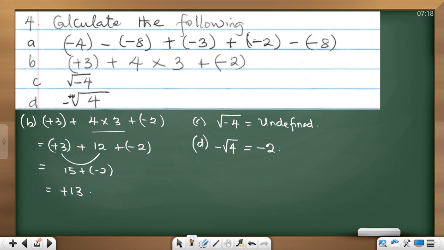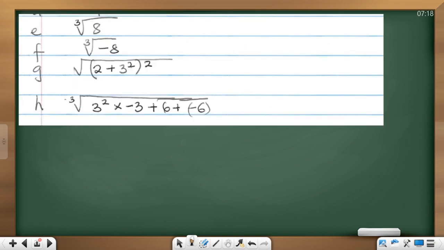Please mark quickly as possible. You can rewind to listen to the explanations again. Okay, let's see this. E. What is the cube root of 8? A number I would multiply by itself 3 times, and that is 2. What is F? The cube root of negative 8. Now, the cube root of a negative number would be a negative number, and that is negative 2. That's quite easy.